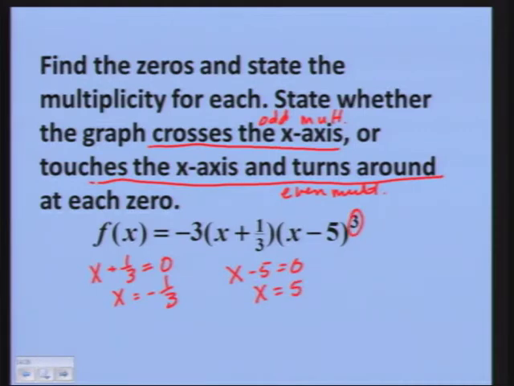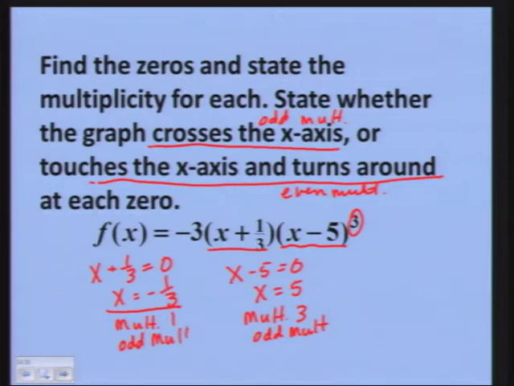Now, I could have written that factor out 3 times, but I think we kind of get the picture now that this is occurring 3 times. So x equals 5 has multiplicity 3, or odd multiplicity. X equals negative 1/3 occurs just once, so its multiplicity is 1, or it is also odd multiplicity. So what does that mean? For odd multiplicity, both of these cross the x-axis, goes right on through it, rather than turning around.